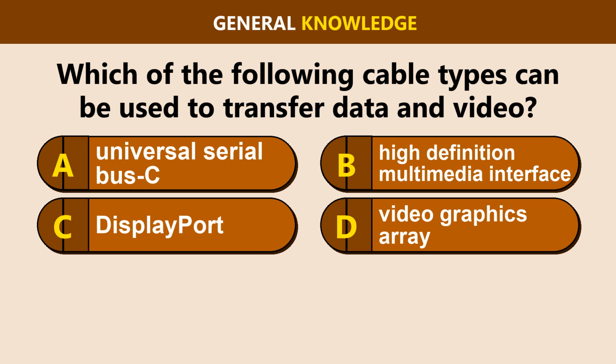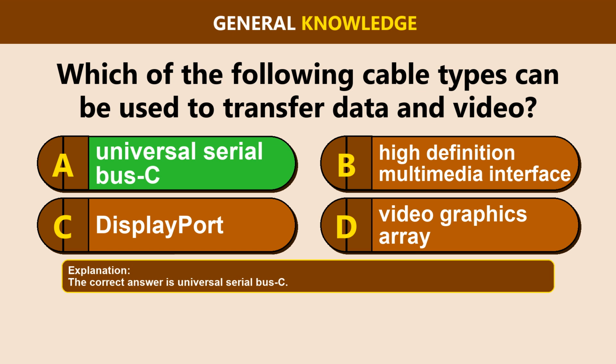Question 6. Which of the following cable types can be used to transfer data and video? Option A, universal serial bus C. Option B, high-definition multimedia interface. Option C, DisplayPort. Option D, video graphics array. The correct answer is option A, universal serial bus C.